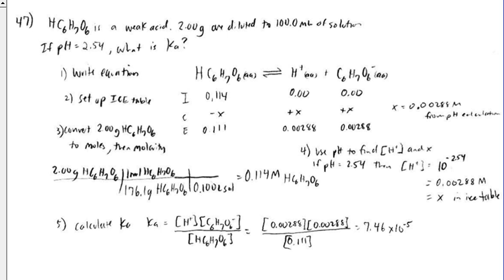In problem number 47, you're told that you're dealing with a weak acid and you're given 2 grams that are diluted to 100 milliliters of solution. You're told that at that point the pH is 2.54 and you're asked to find out what is the Ka.